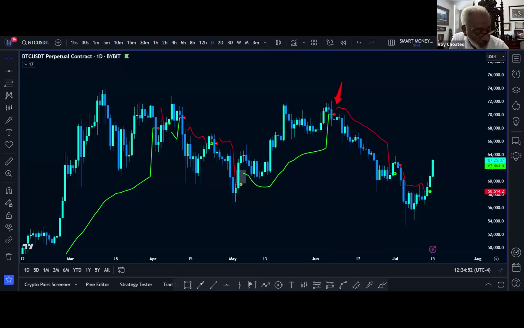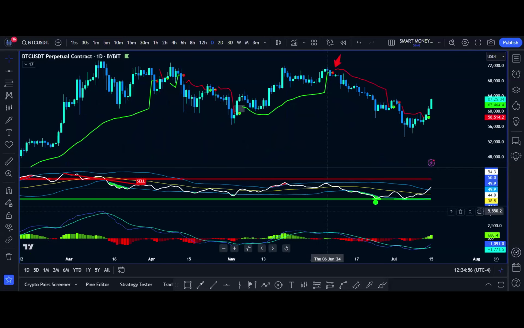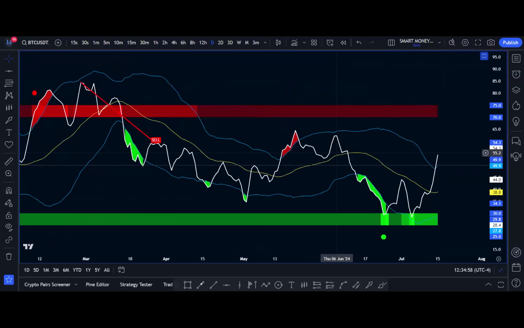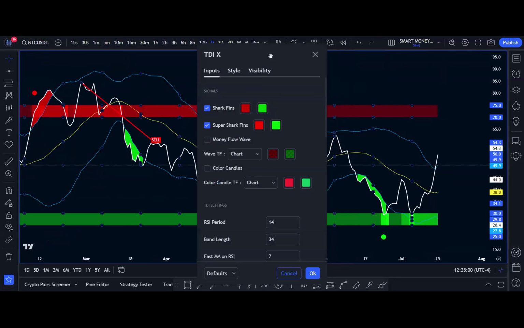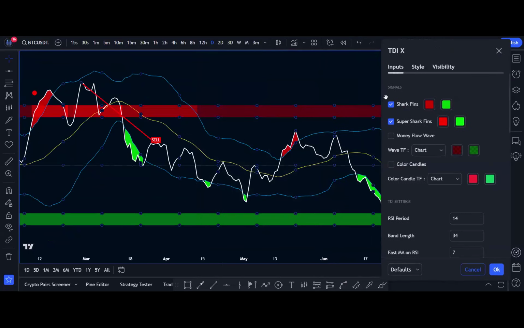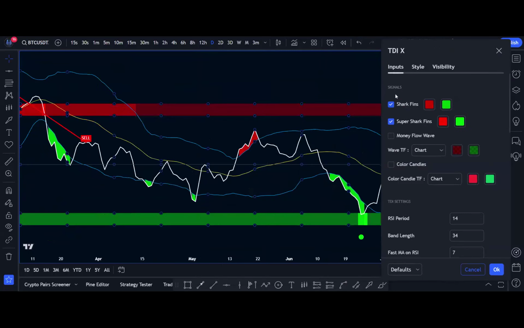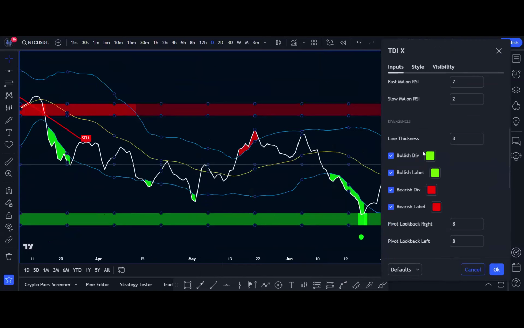Can you review your TDI settings for me, please? The TDI. Okay, yes. Here we go. The nice thing about this is there's not too many settings. On my version, I only have the shark fins and the super shark fins ticked on. And I have the money flow and the color candles ticked off, just because that's the preference I like. Everything else is standard.